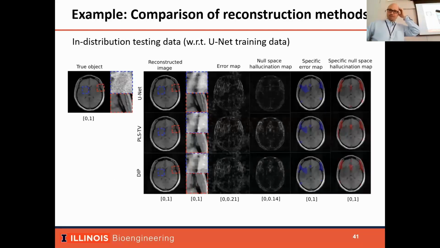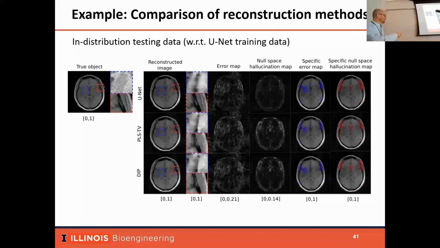Here, just before I end, are a couple of quick examples. Again, I'm comparing 3 reconstruction algorithms here. Let me be very clear: I have no interest in which one of these performs better. Certainly, all 3 of them were not optimized. My only point here is to demonstrate the application of these hallucination maps.